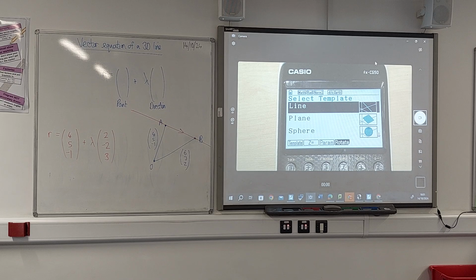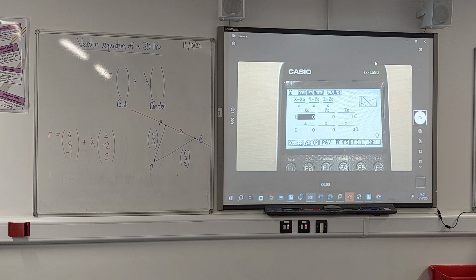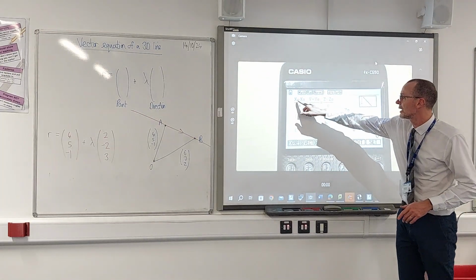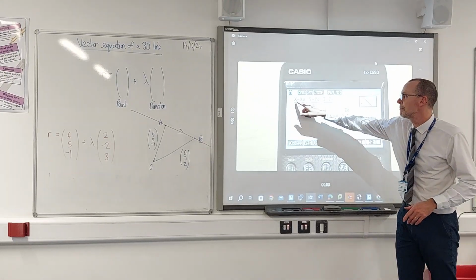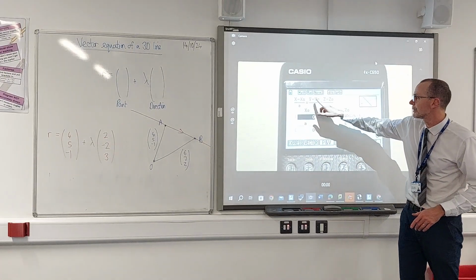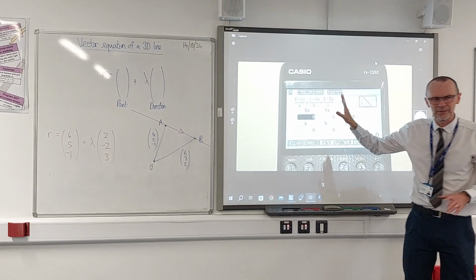So I'm going to type XE. And I want it to be not the Cartesian description of line, but the vector description of line. Here is a Cartesian sort of template, something to do with x equals something to do with y, something to do with z. Don't want to use that.